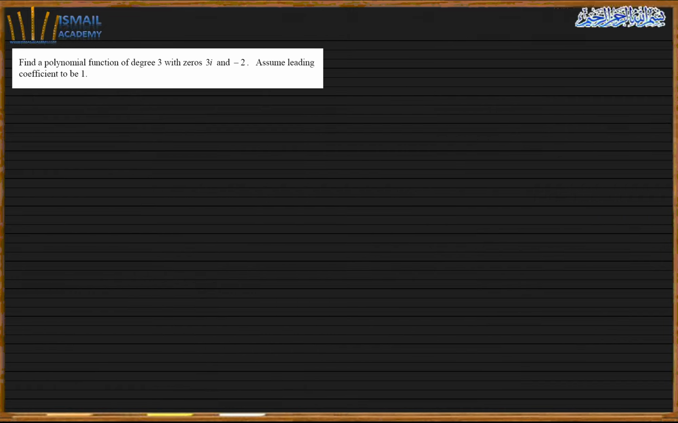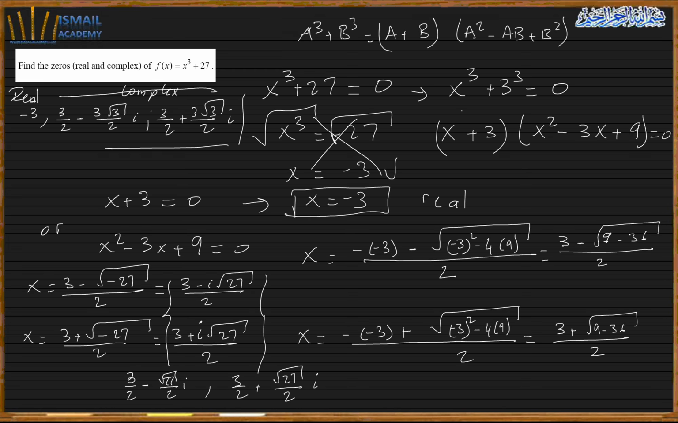Alright, next question. Find a polynomial function of degree 3 with zeros 0, 3i and minus 2. So when we have a complex solution, that means its conjugate is a solution too. As you see in the previous question, the conjugate of this one is that one. You see the negative becomes positive. When we have a complex solution, its conjugate is always a solution, all the time.